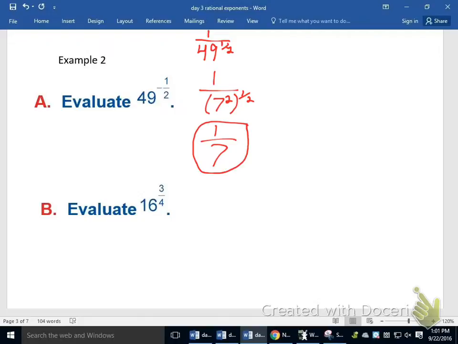Moving on to part B, 16 to the 3/4. So this is a 4th root is what I'm going to need to do. So I'm going to think of perfect 4th powers. 1 to the 4th is 1. 2 to the 4th is, lo and behold, 16. So I'm going to rewrite 16 as 2 to the 4th power, still raised to the 3/4. 4 times 3/4 will come to 3. Remember, power to a power you multiply. And 2 to the 3rd is 8. And there's my answer.